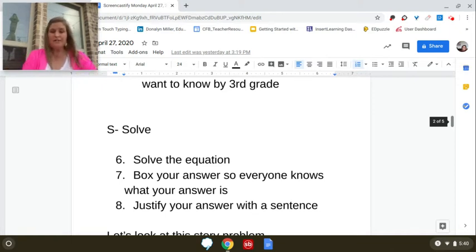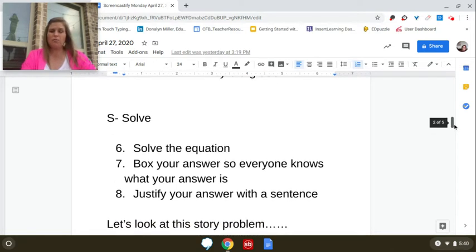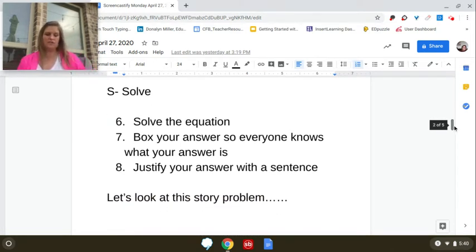So let's look at a problem now, and let's talk about using this in-part strategy.